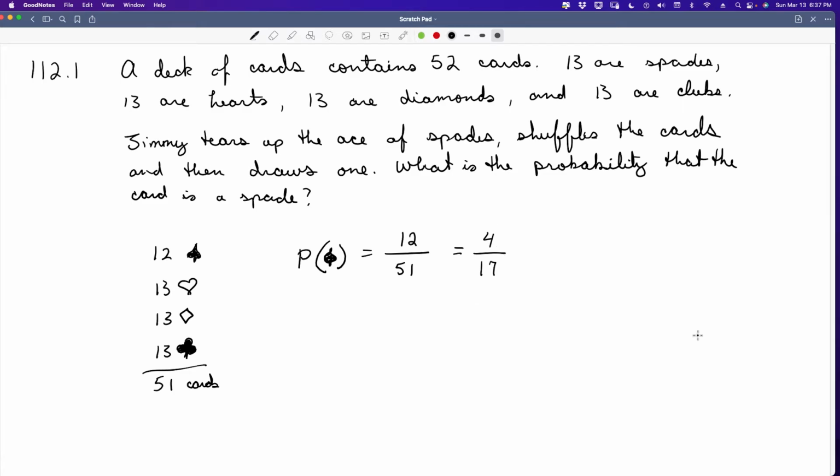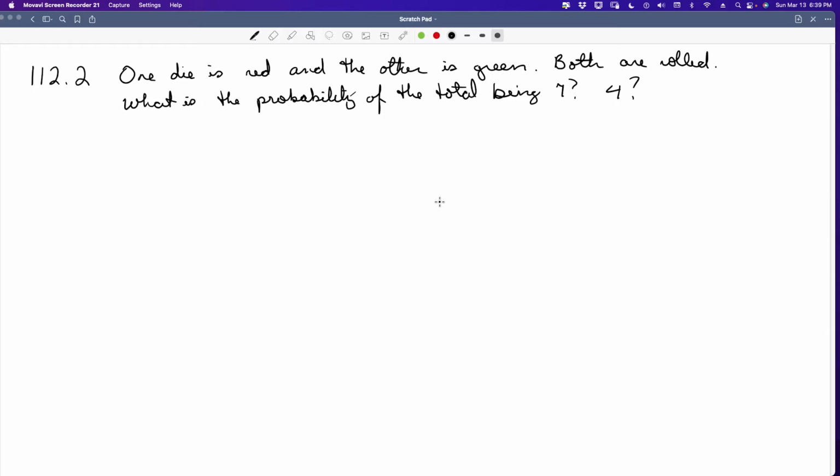So let's look at another problem. All right, in this problem we're dealing with 2 dice. Individually they're called a die, but we have 2 dice and we are rolling both of them. One is red and one is green. So what is the probability of the total when we roll them being 7 or being 4? So let's look at that.